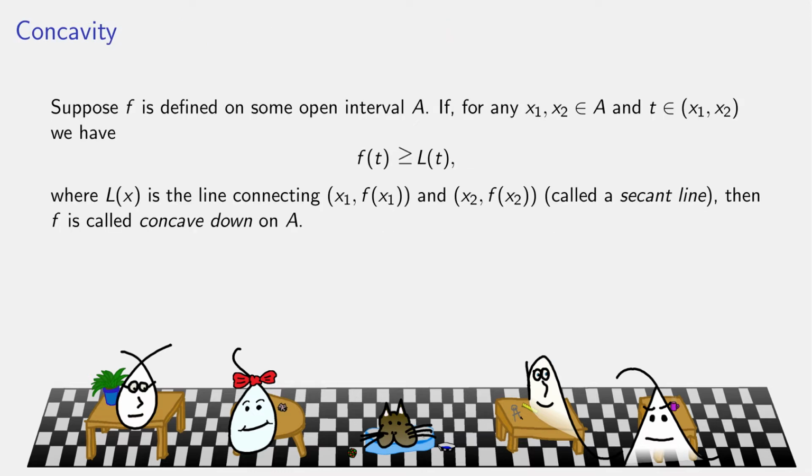Moving on to another definition that you would have encountered back in Calc 1, but we're going to define it slightly differently. Suppose f is defined on an interval A, and you have the following property. If you take 2 points in the domain, x1 and x2, and you connect x1, f of x1 and x2, f of x2 with a line, call that L of x. If the graph of the function is consistently above the line connecting those 2 points, we call that concave down.